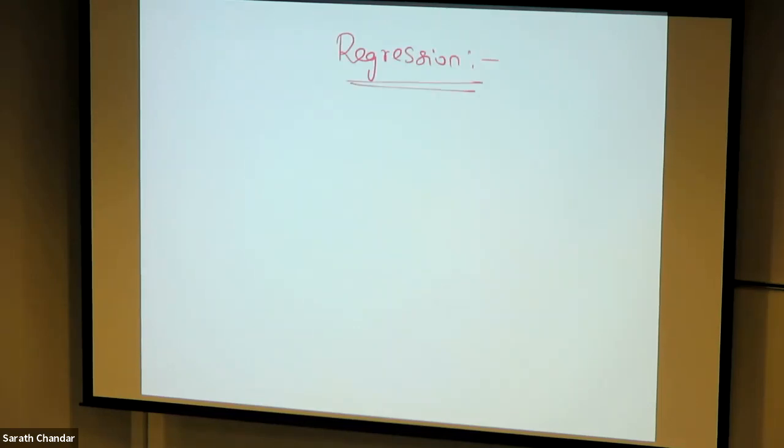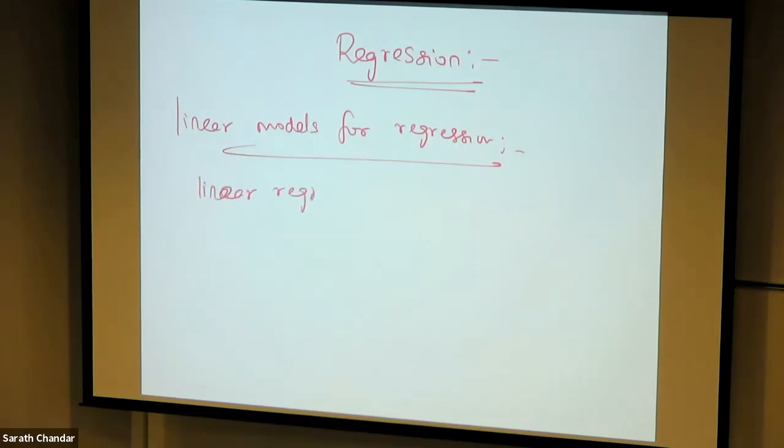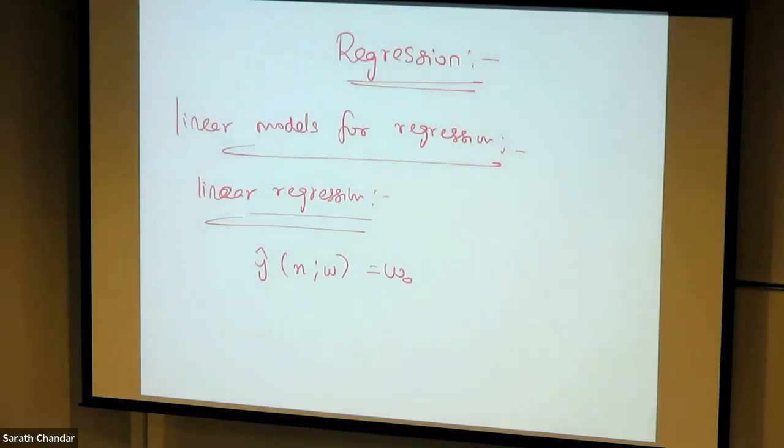So far we have seen linear models for regression, and the simplest model that we have seen is linear regression, which is basically y hat of x given w is equal to w0 plus w1 x1 plus ... wp xp. Why do we call this a linear model? Because this is linear with respect to the parameters. And how many features are there in this example? P features.